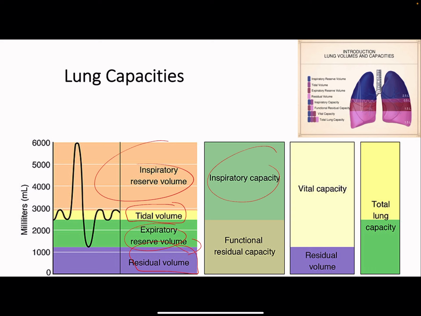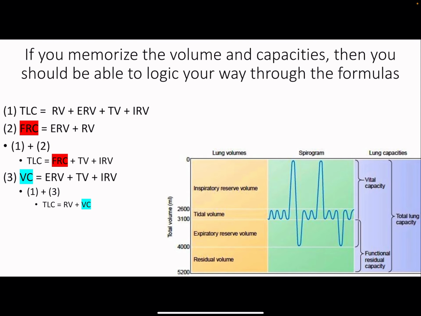Inspiratory capacity is just tidal volume plus IRV. Vital capacity is these three things added together: IRV, TV, and ERV. And then, of course, total lung capacity. We can splice this up a couple of different ways. Just to home in on that, total lung capacity is RV plus ERV plus TV plus IRV. But remember, FRC, which is really important for a bunch of different things, is equal to the expiratory reserve volume plus the residual volume.